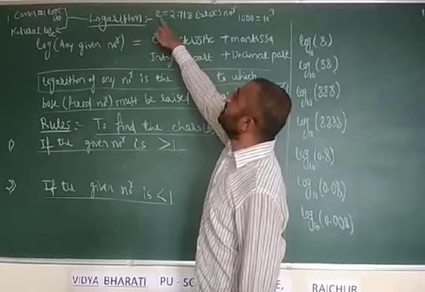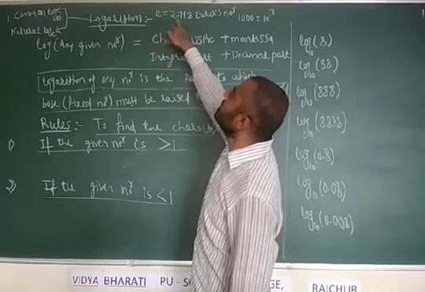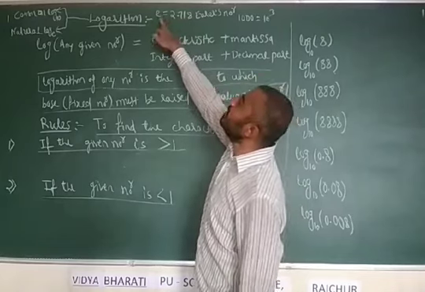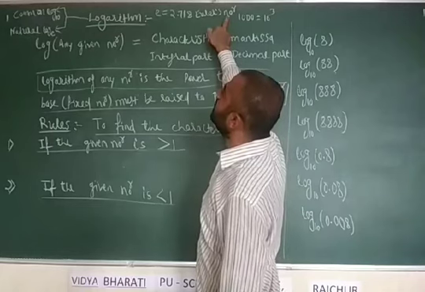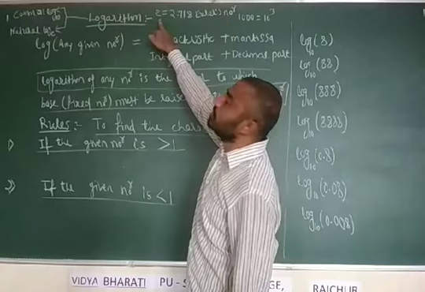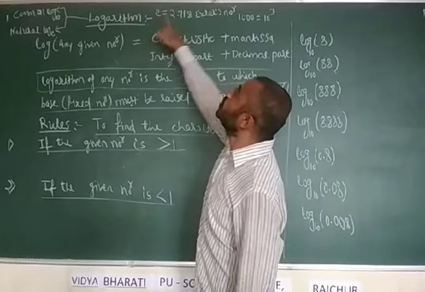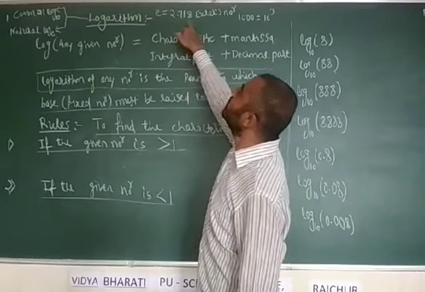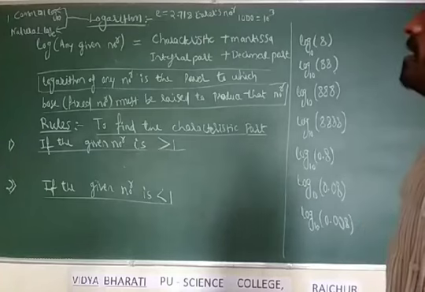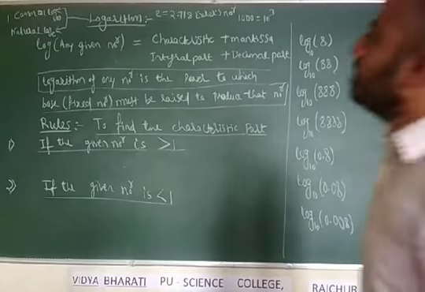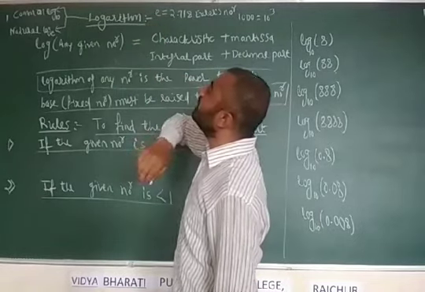And there the base is e. In the Napier's logarithm or natural logarithm, the base is e. And what is e? E is Euler's number. It means any given number can be expressed in terms of a power of e. E is Euler's number whose value is equal to 2.718. How we express any given number in terms of a power of 10, in the same way we can express any given number in terms of a power of e also.